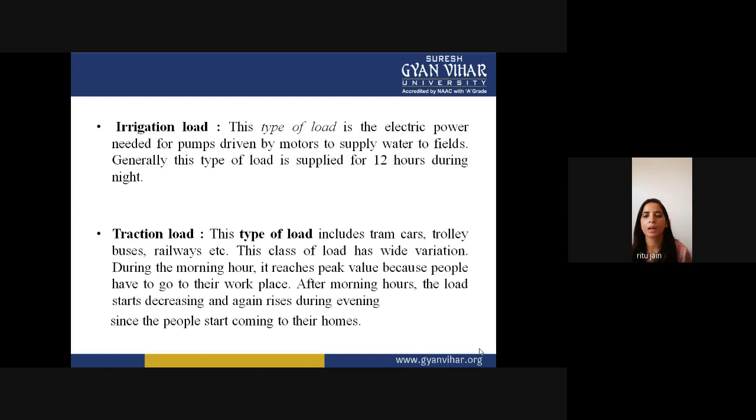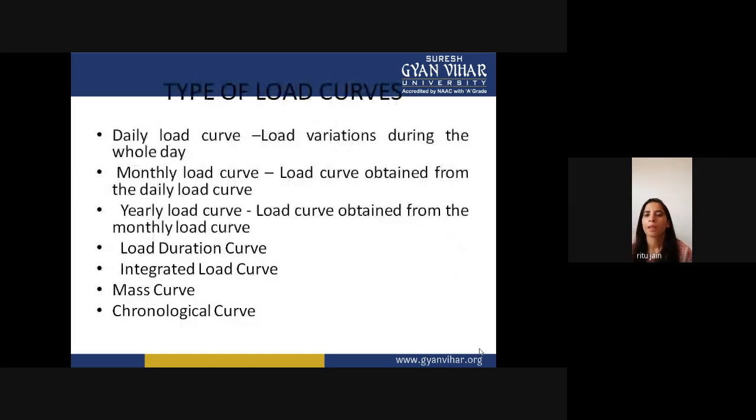Since people start coming to their homes, there are different kinds of load, depending upon the time and whether you require the appliances or not. So there are different types of loads which you can classify into different categories. Now, according to this load, the power plant demand is identified, and according to that, the units are used in a power plant. There are different types of load curves, which are divided into these seven categories.